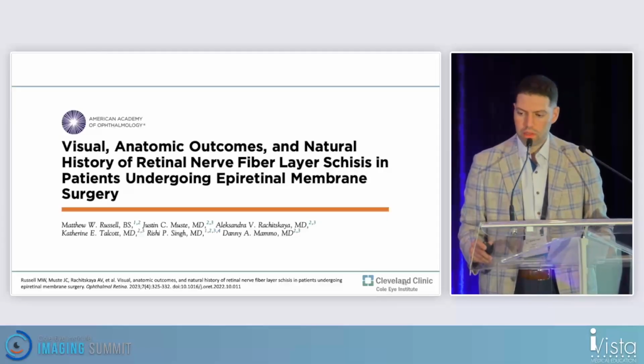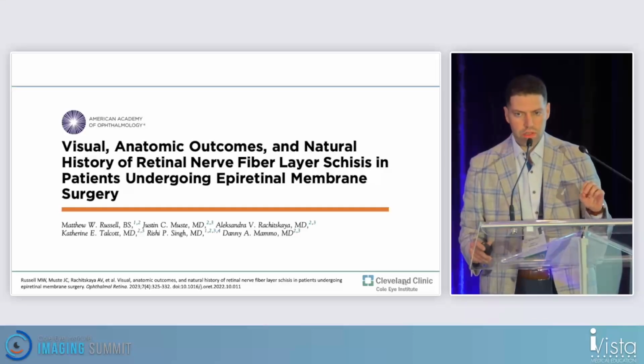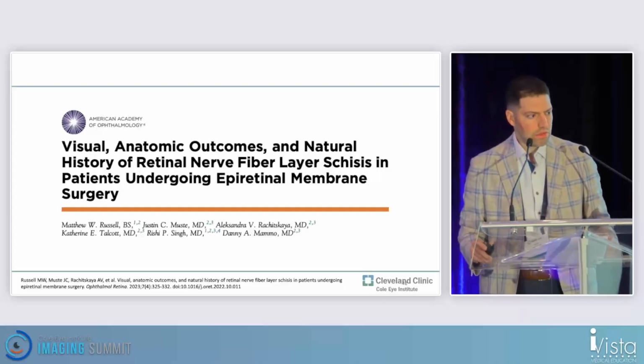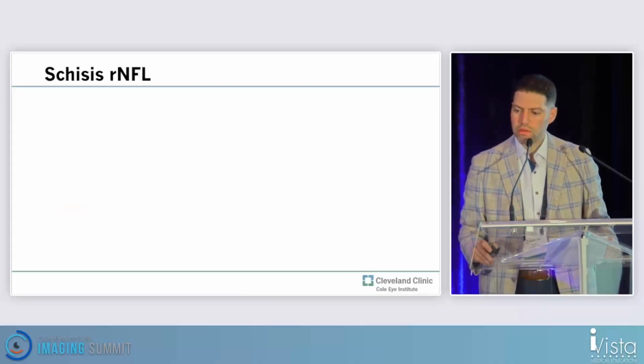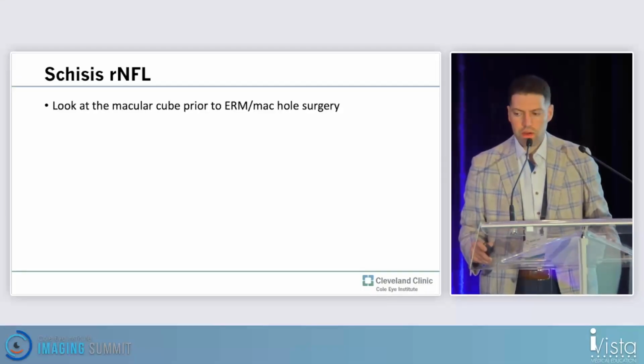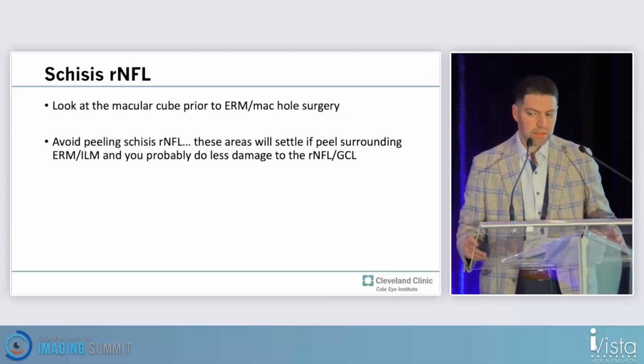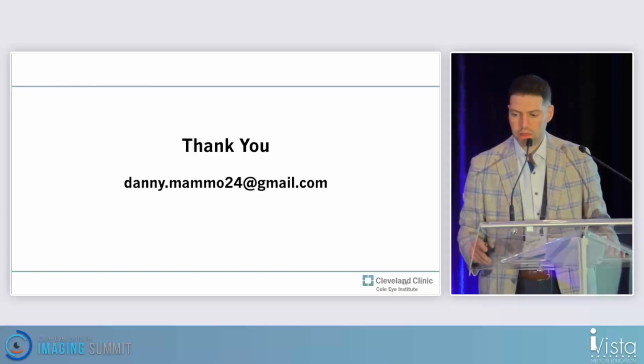With membrane peeling, I realized early on that maybe there were some times in ERM surgery where I was fiddling around and I ended up leaving it alone, and now I can leave it alone much more comfortably with pre-op imaging. So I recommend looking at the macular cube prior to ERM and macular hole surgery. Avoid peeling schisis of the RNFL. These areas totally settle down, and you're probably going to do less damage to the nerve fiber layer and ganglion cell layer if you leave them alone.